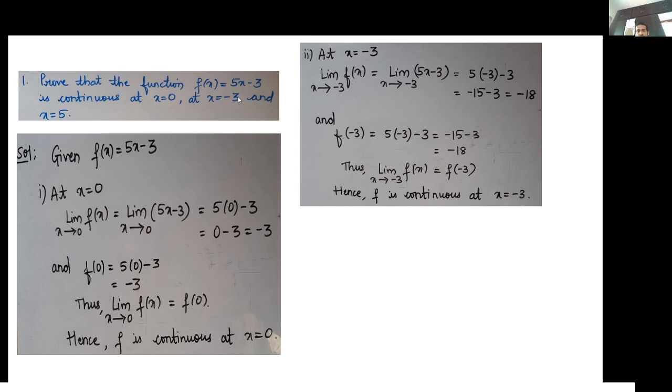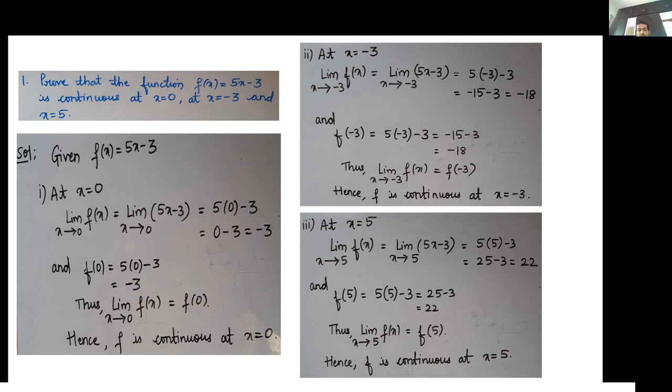So in the same fashion you can calculate for the point x is equal to minus 3. So again we consider the limit of f of x as x tends to minus 3. Here the function is the same, limit of 5x minus 3 as x tends to minus 3. So this gives you 5 into minus 3 minus 3. So this will be minus 15 minus 3, that will be minus 18. And value of the function at minus 3, f of minus 3 will be minus 18 as well. So in this case also, limit of f of x as x tends to minus 3 is equal to f of minus 3. Hence the function is continuous at x is equal to minus 3. In the same fashion you can check out for the x is equal to 5 case.